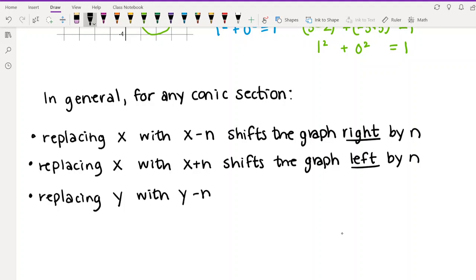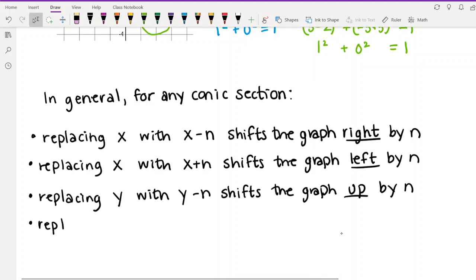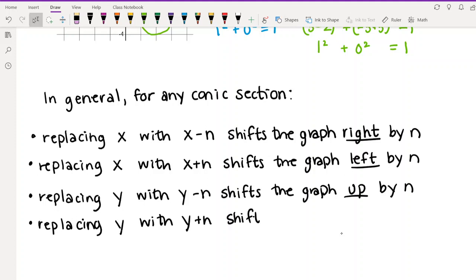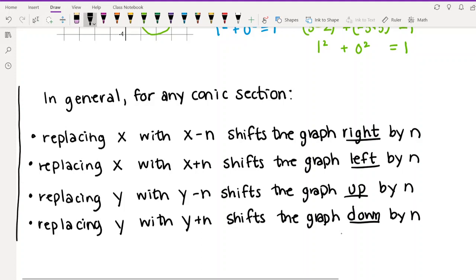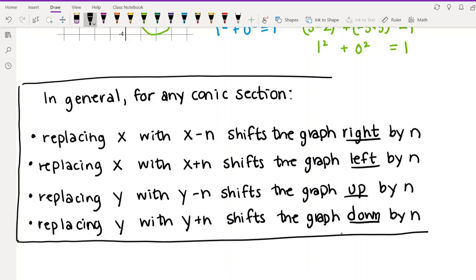Replacing y with y minus n is going to shift the graph up by n. And replacing y with y plus n shifts the graph down by n. So both x and y are being treated equally in this case, and whatever you're adding or subtracting, you're shifting in the opposite direction from what you might initially expect.